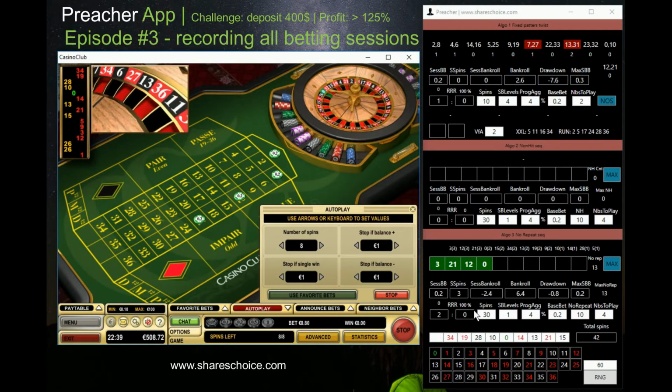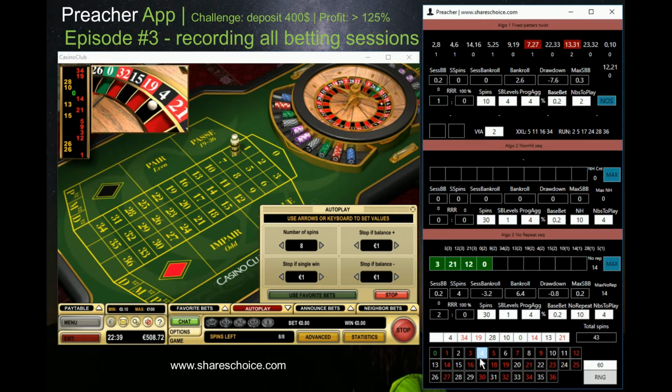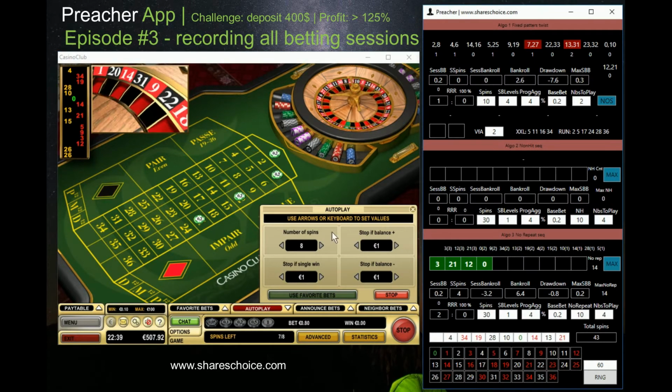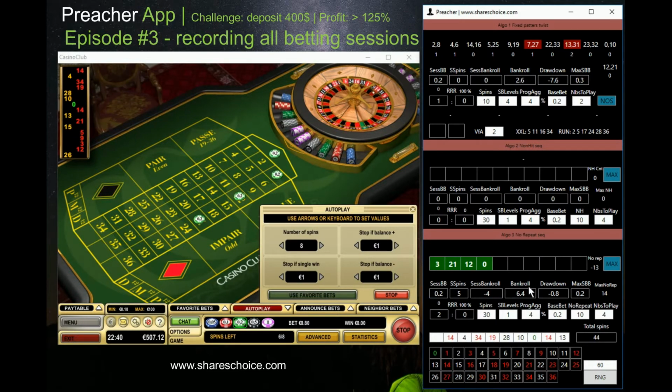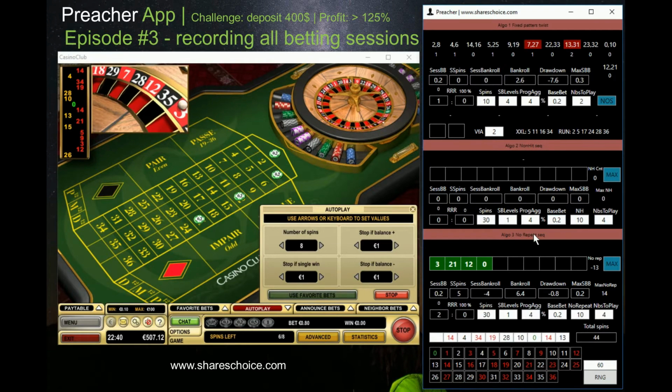Again, this table is interesting because you can see the no repeat sequence is already 13 and now even 14 in a row, so it's a lot. So now number 19 came and repeated, and number 4 as well.